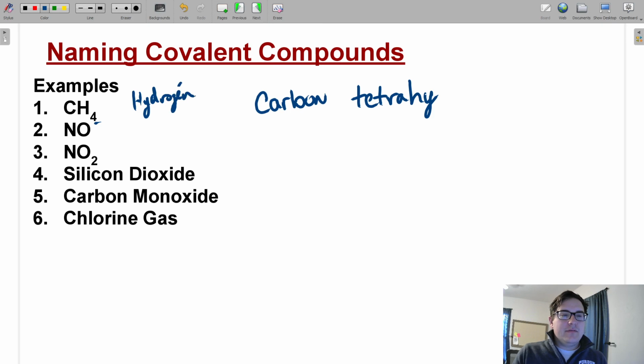we're going to chop off that ending of OGEN and add IDE. So carbon tetrahydride. Oh, I also fix that again. Spelling error there. There we go. Carbon tetrahydride.